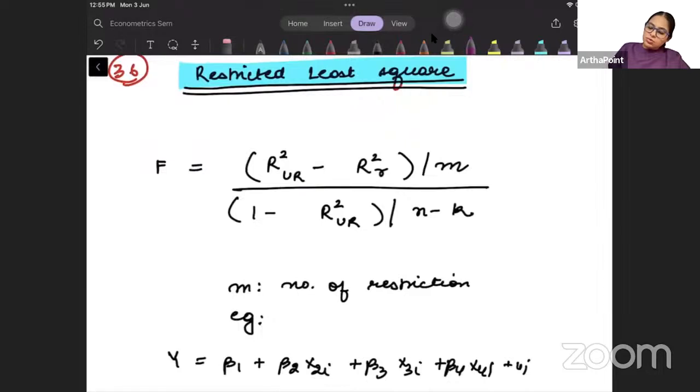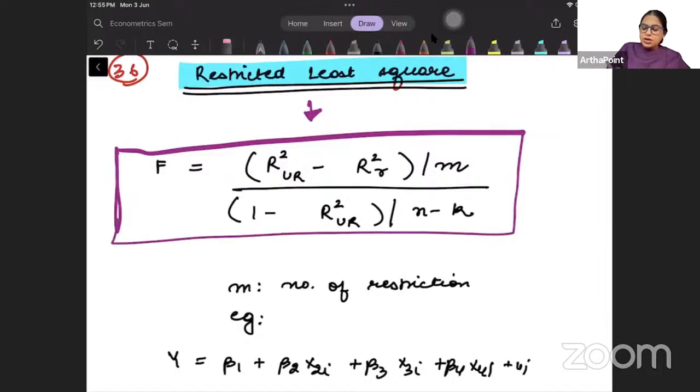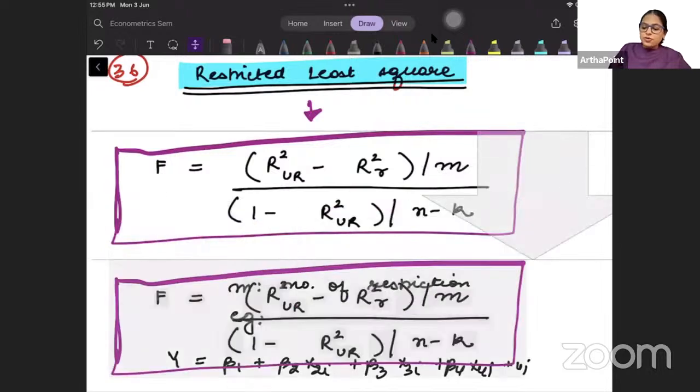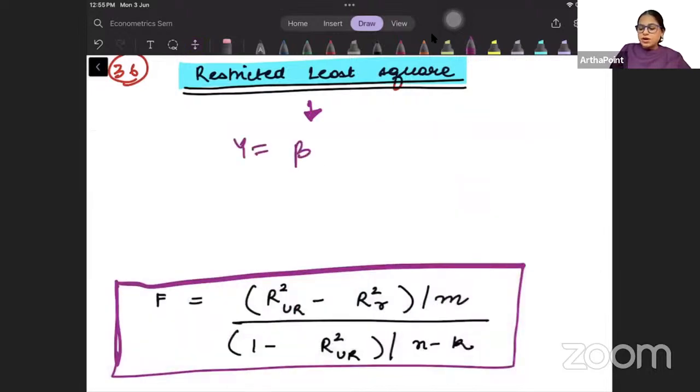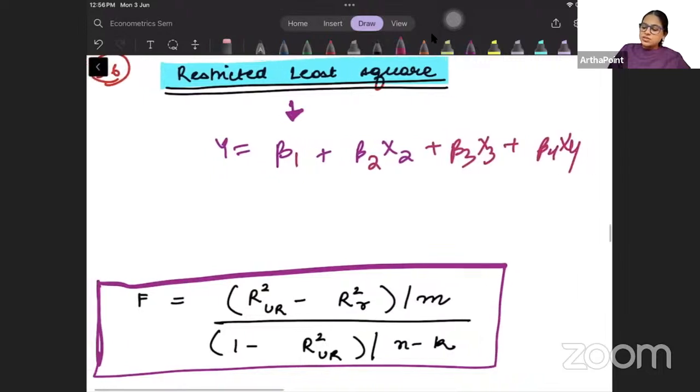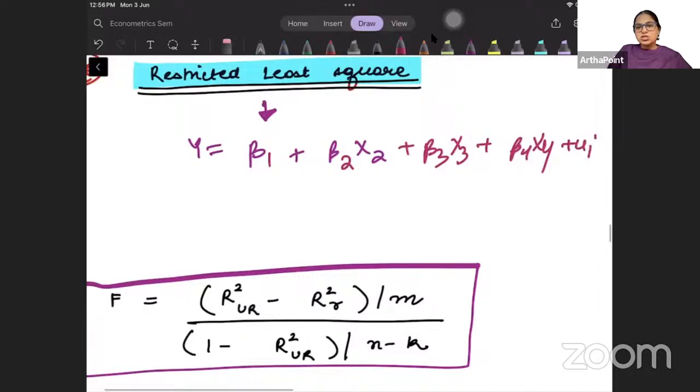Okay, now let's talk about restricted least square. तो restricted least square का formula is this beta. Restricted least square means जब हम कुछ restrictions imply कर देते हैं. So for example, if I have my model y is equal to beta 1 plus beta 2 x2 plus beta 3 x3 plus beta 4 x4 plus ui, and I have imposed some restriction. So मेरा null hypothesis is a restriction on beta 3 and beta 4 jointly equal to 0. So I am putting restriction on this and this.